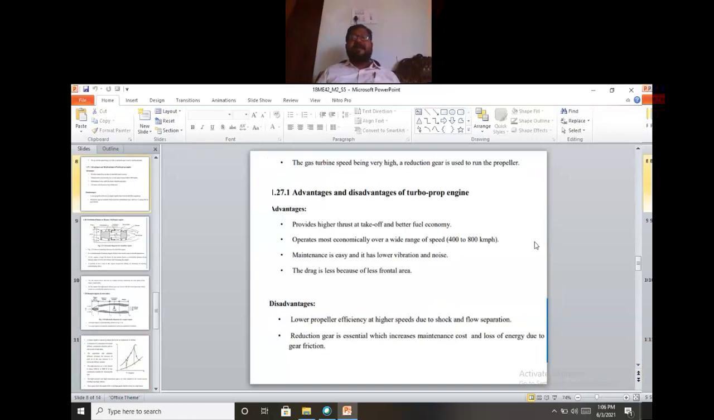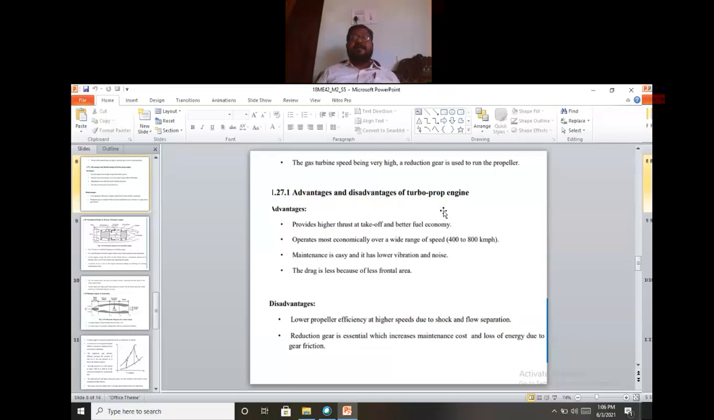Gas turbine speed is very high, and a reduction gear is used to run the propeller. Due to the gas turbine running at very high speed, the reduction gears are used to reduce it to the normal level to run the propeller.